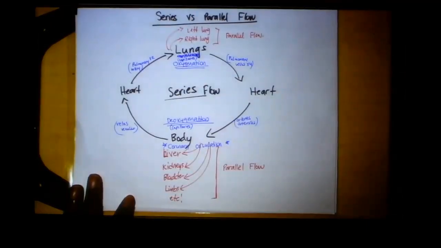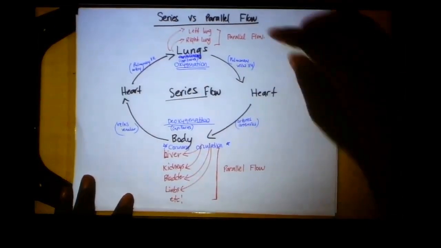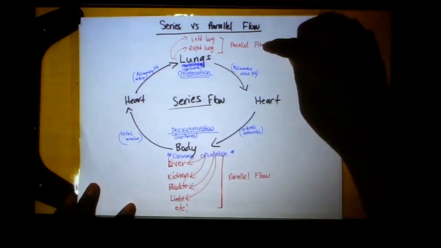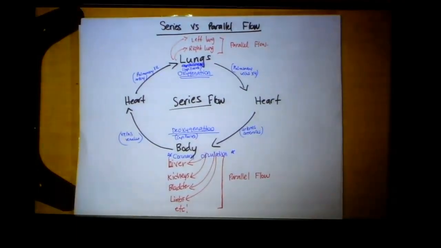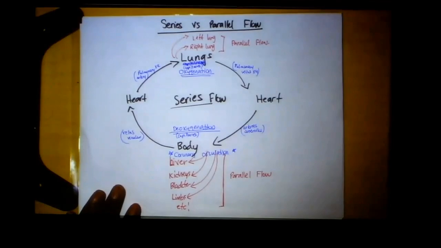This is called series flow. We also have a bit of parallel flow in the lungs. When blood gets into the pulmonary arteries, half of it can go right and half of it can go left, right? We have two lungs. And so this will also constitute parallel flow.